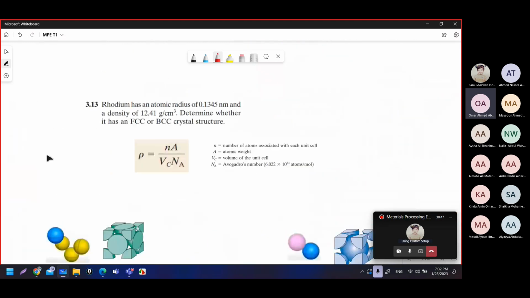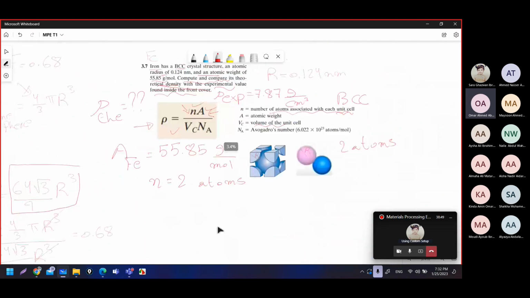So for this question, we know that Vc from the previous question is equal to 64 times square root of 3 over 9 r cubed. So also I have Vc. And NA, the Avogadro number, is given: 6.022 times 10 to the power 23 atoms per mole. He needs me to calculate the theoretical density using this equation and to compare it with the experimental value. In order to compare any two quantities, they must be in the same units.